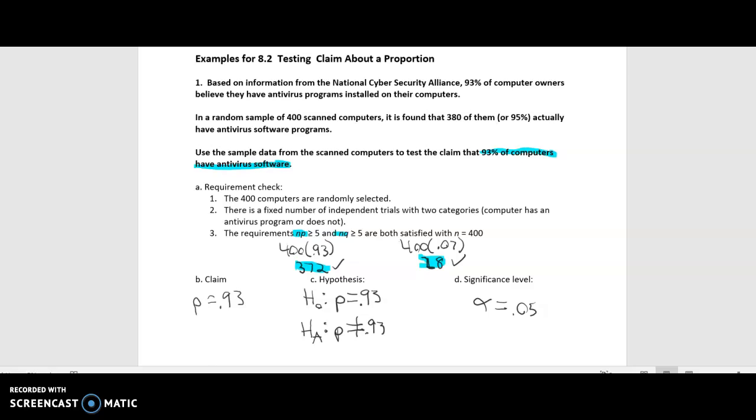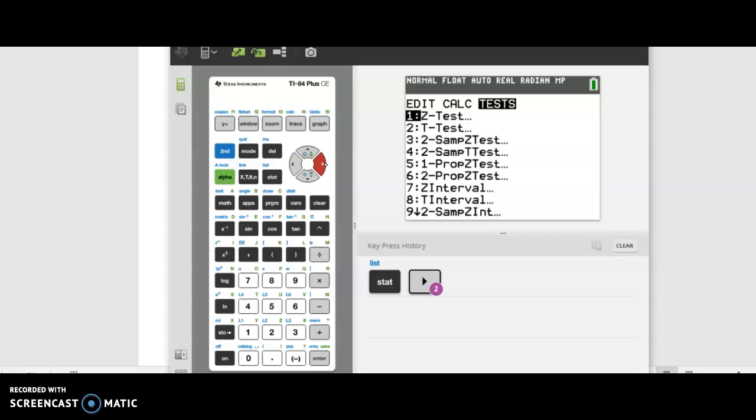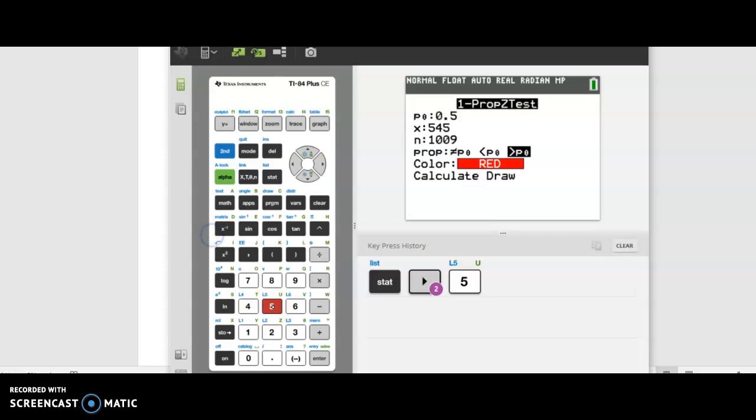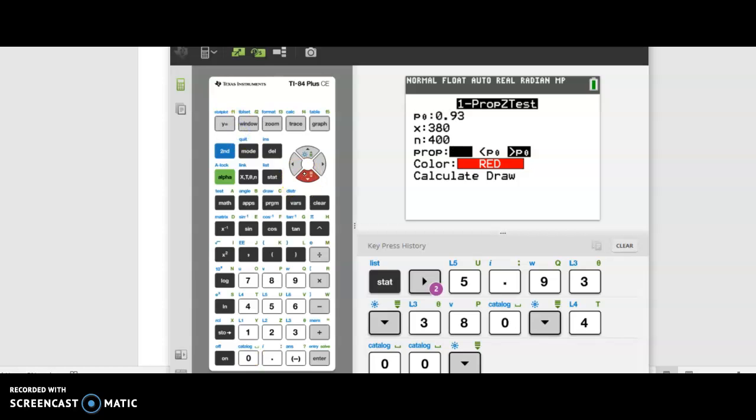Now let's take out our calculators. All right, so we're going to type in STAT, go over to TESTS, and then hit number 5 because that's your 1-PropZTest. Our proportion in this case is 0.93. We have x is 380 out of n is 400. Now, the symbol we used in this one was not equal to. Remember, using the same one that we had in our alternative hypothesis. And you can press calculate if you want, but I always like to go just straight to draw.